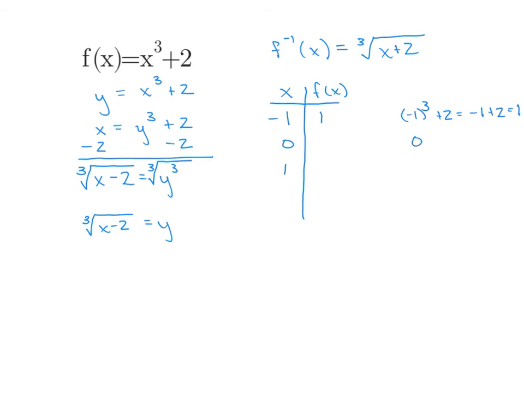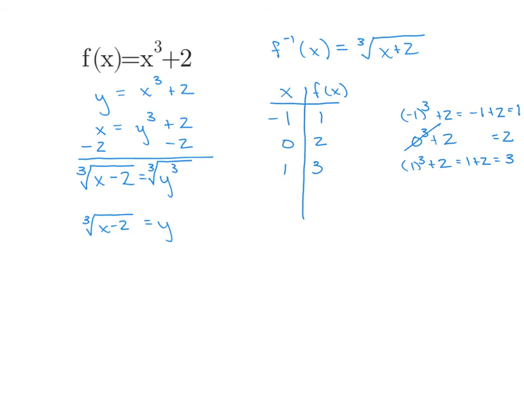If we plug in 0, we get 0 cubed is 0, plus 2 is 2. And the last one we have is 1 cubed plus 2, which is equal to 1 plus 2, which is equal to 3. Now the last thing to keep in mind, these are 3 points. It doesn't quite give us the best shape, but we're going to work with it. Just remember that cubic functions have kind of a snake-like shape to them.